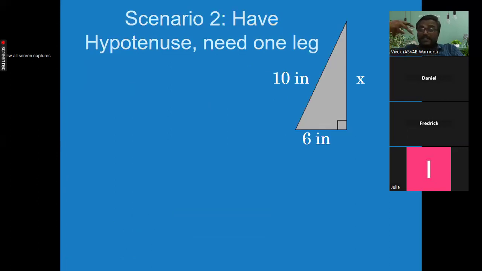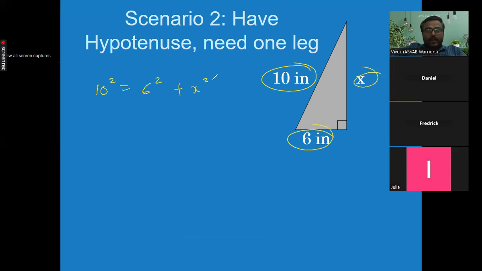Now, this is case scenario 2, whenever the hypotenuse is given and we need to find the length of one leg of the triangle, okay? So this is the hypotenuse. So I'll write it as 10 square equals to 6 square plus x square. So 10 square is nothing but 10 times 10, which is 100. 6 square is nothing but 6 times 6, which is 36, plus x square.